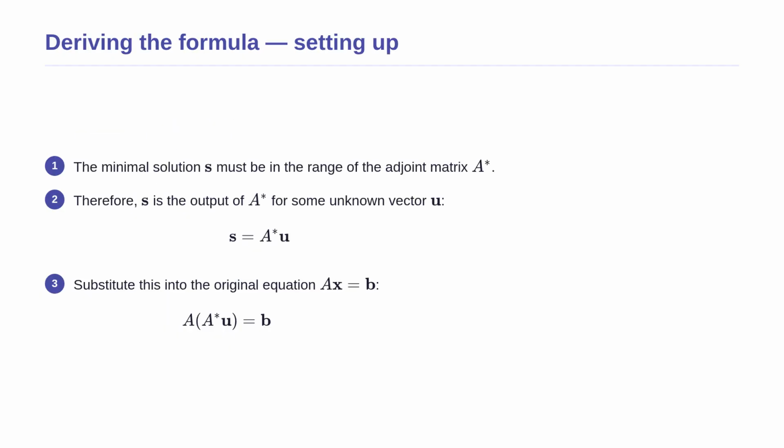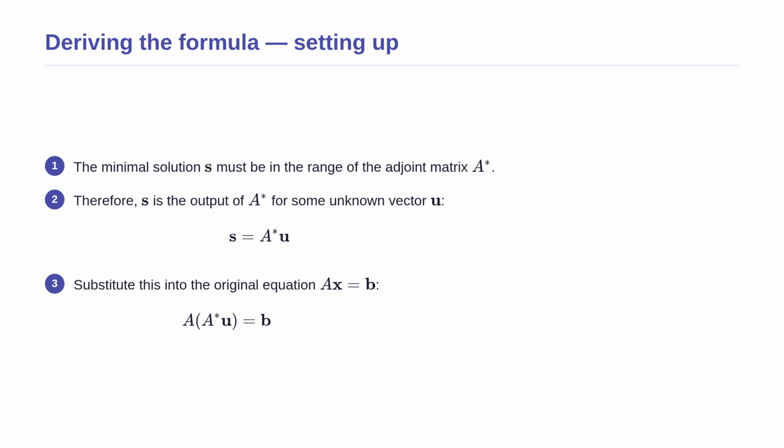Now that we have used this formula successfully twice, let us understand where it comes from. We are setting out to derive the master formula. We know from our earlier concepts that to be as short as possible, the minimal solution must be perfectly perpendicular to the null space. A fundamental theorem tells us that this perpendicular space is exactly the range of the adjoint matrix, A star. Because our minimal solution S must live in this perpendicular space, it must be the output of the adjoint matrix for some unknown input vector u. We write this as S equals A star times u.